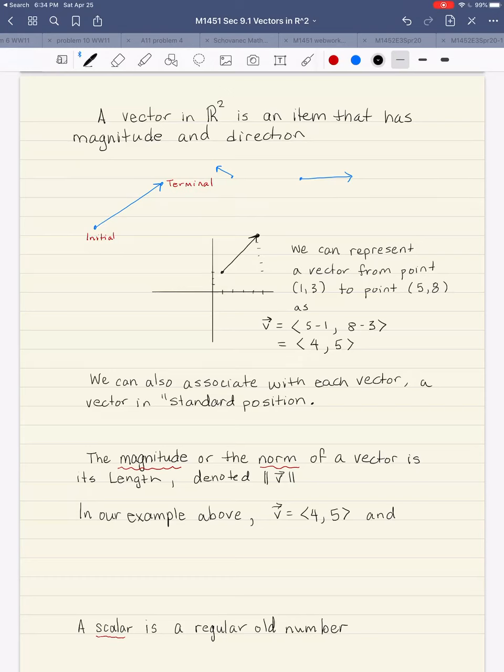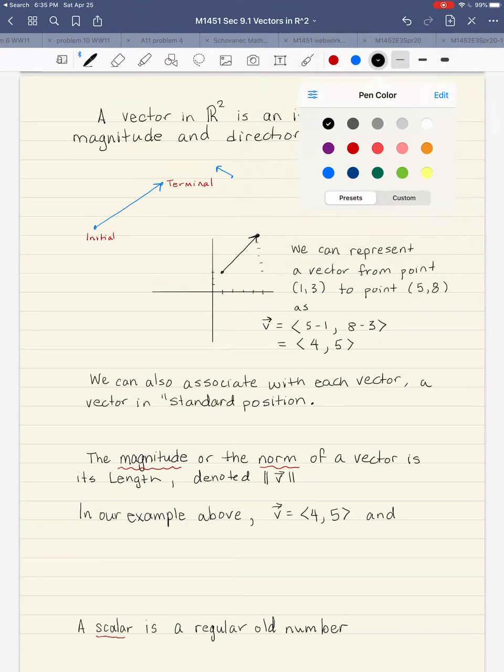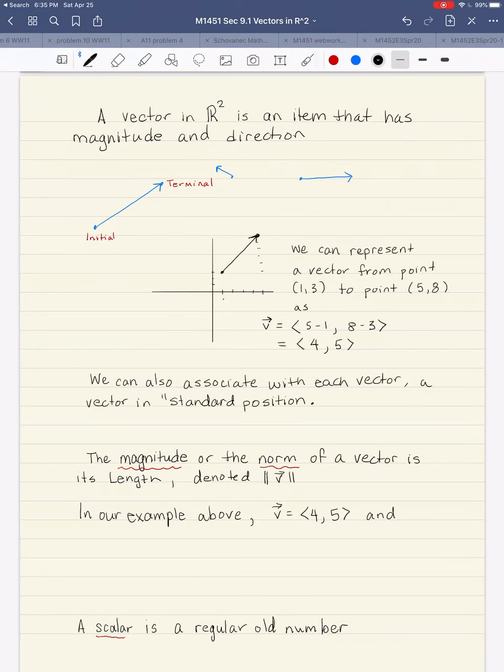We represent vectors by little arrows with an initial point and a terminal point, so the direction is clear, and how long the vector is gives its magnitude. I've drawn a vector from point 1, 3 in R2 to the terminal point 5, 8, so over 5, up 8. So the vector from 1, 3 to 5, 8 would look like that.